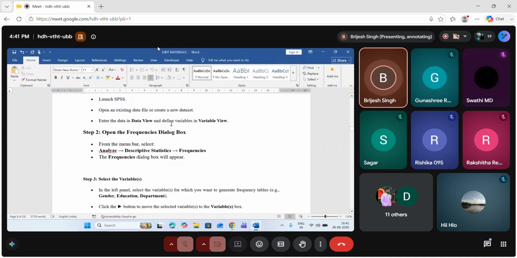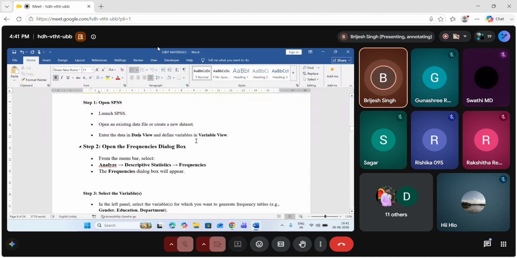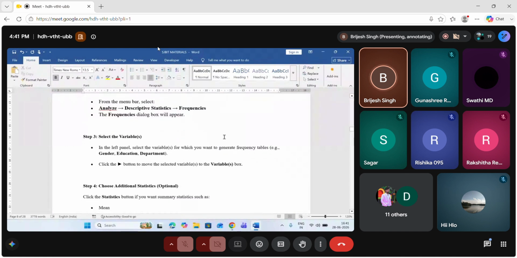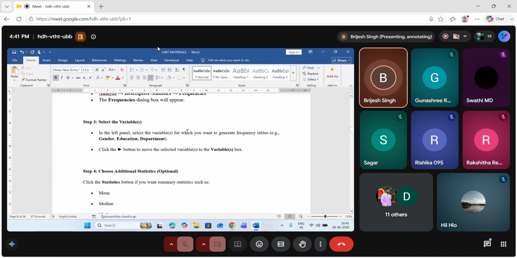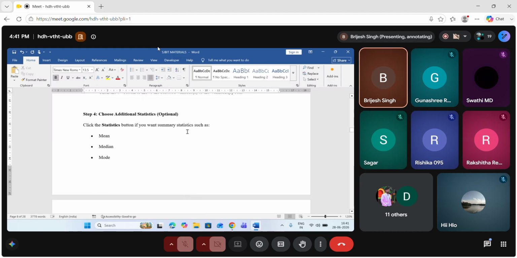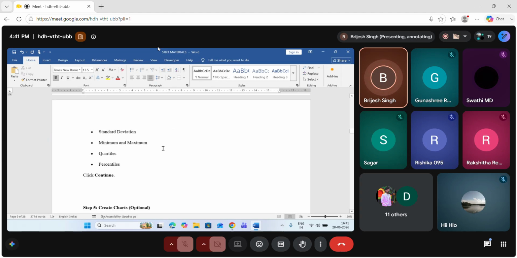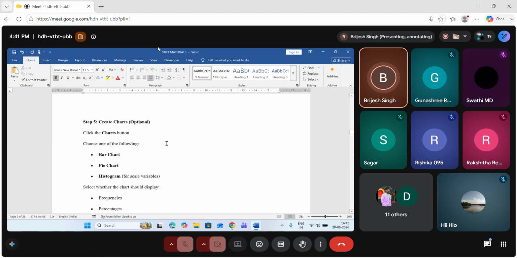Before that, you have to define also what is data view, what is variable view, okay, and then go to analyze, descriptive, frequencies. So why we are doing this? So that we are going to get the ready-made tables and the boxes, charts, and all for that. What and all can be calculated there: mean, median, mode, standard deviation, minimum value, maximum value, quartiles, decile, percentile, right?